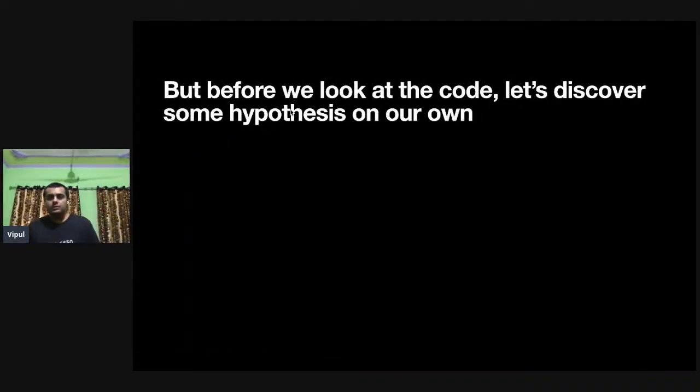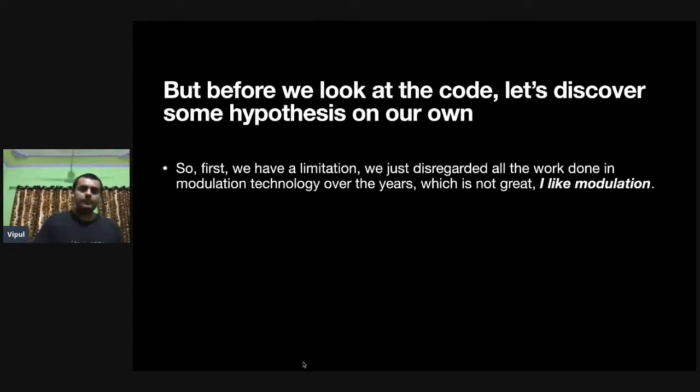Before we look at Sid's code, let's create some hypothesis of our own, because the whole point of feature hacking is that we are going to make educated guesses. Let's start making those educated guesses now. The first limitation that we have is that we completely disregarded the whole notion of modulation. Because how our system works is, if you do any changes in the styles property inside DOM, they are going to be added to the HTML style attribute, which defeats the whole purpose of modulation. And we don't really want to do that.